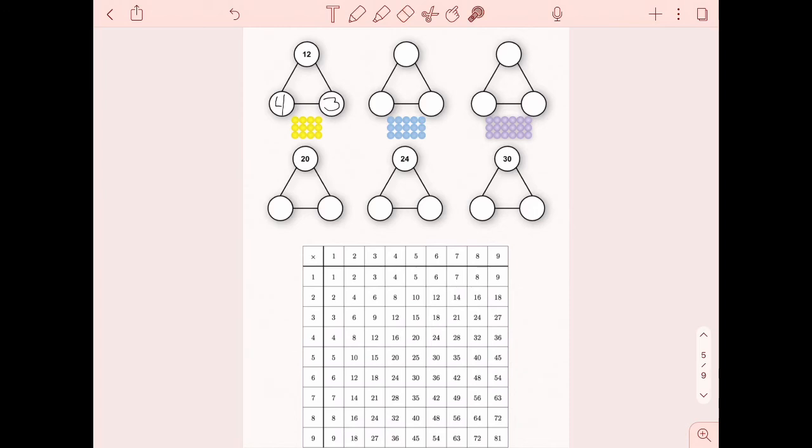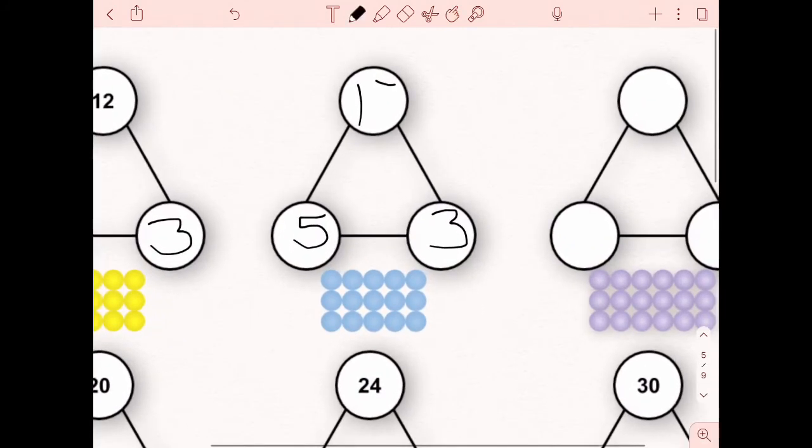Next up, I have a 5 bar. So 5 is one factor. How many 5s are there? 1, 2, 3. 5 times 3 is 15. 5 and 3 are both factors of 15. Having some trouble writing that there. There we go. That's better.